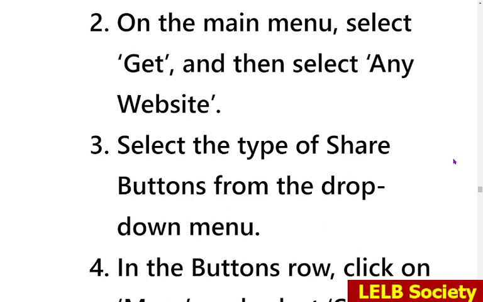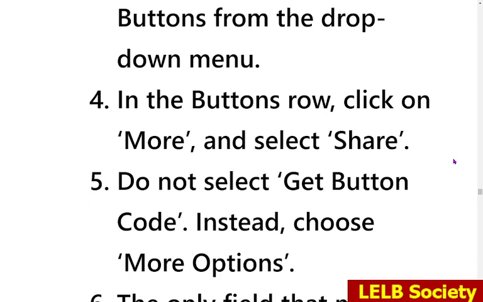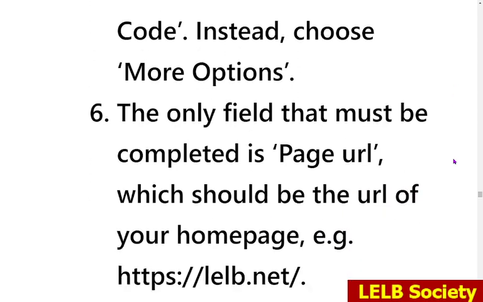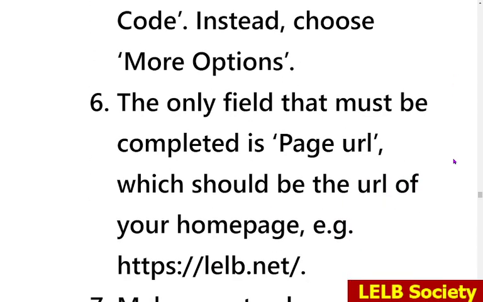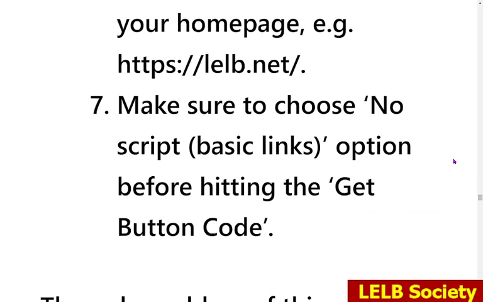3. Select the type of share buttons from the drop-down menu. 4. In the buttons row, click on More and select Share. 5. Do not select Get Buttons code. Instead, choose More options. 6. The only field that must be completed is page URL, which should be the URL of your home page. For example, https://lelb.net. 7. Make sure to choose the no script based, basic HTML based, basic links option before hitting the Get Button code.